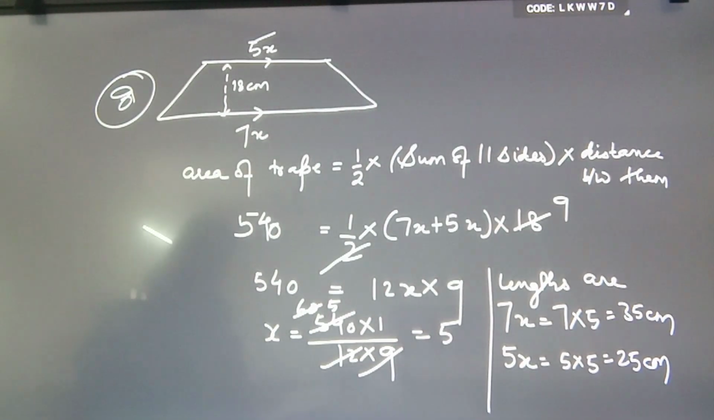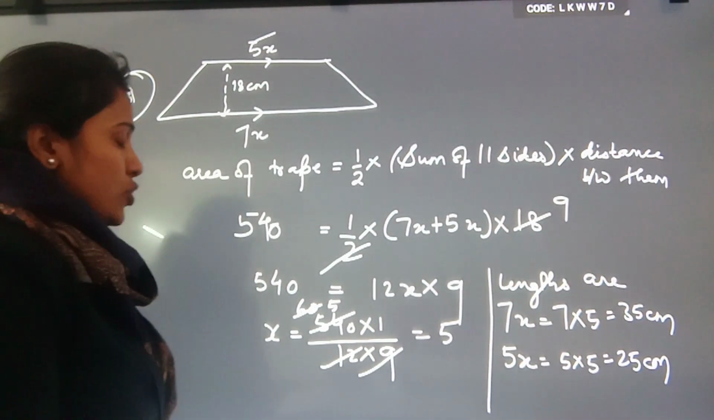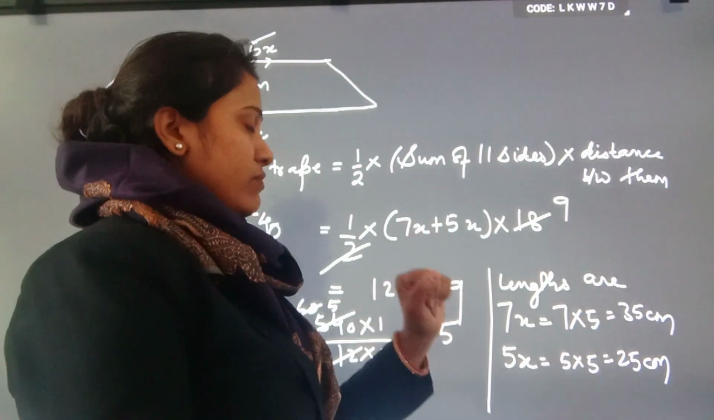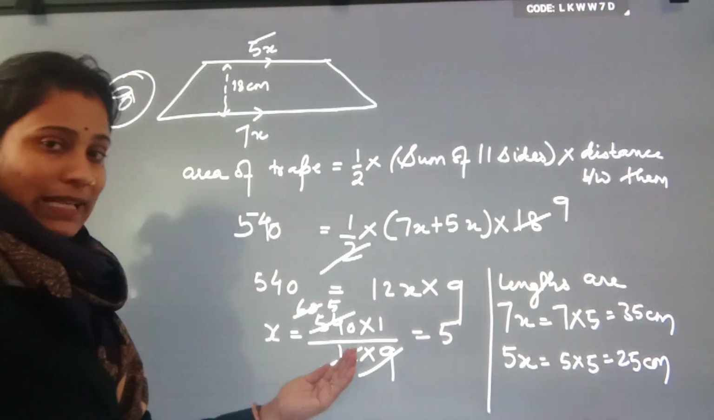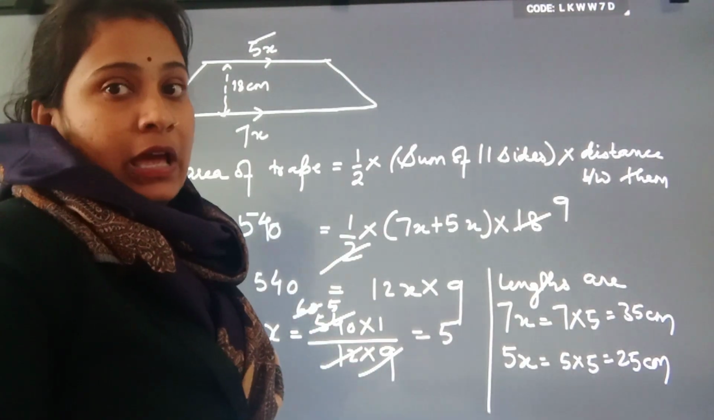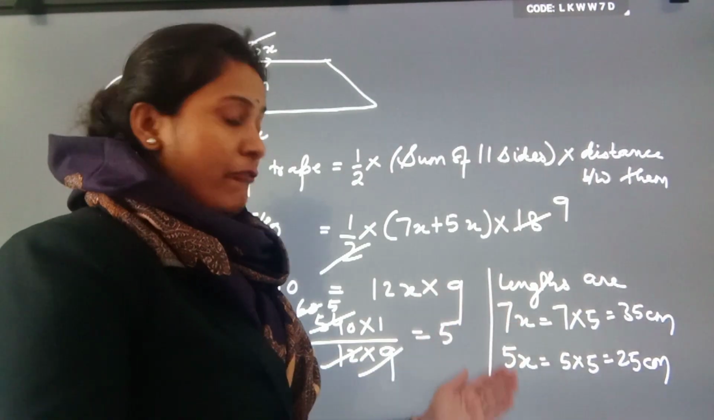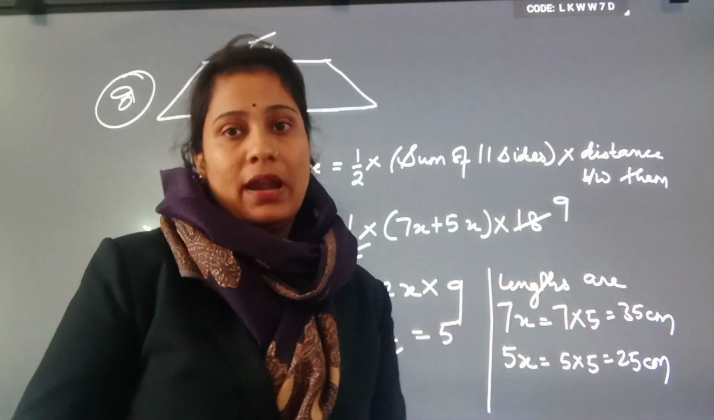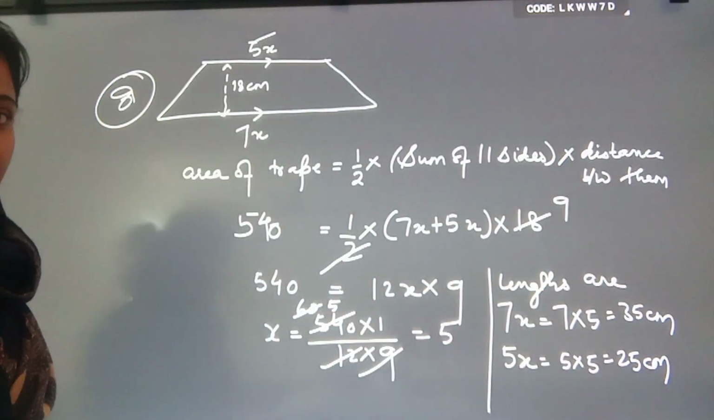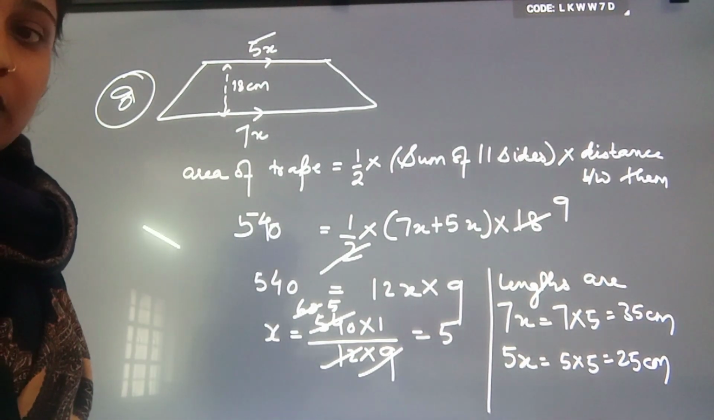So we are given the trapezium whose area is 540. The parallel sides are 5x and 7x, and the distance between these two parallel lines is 18 centimeter. So by using the formula for the area of trapezium, we have taken 540 is equal to half into the sum of parallel sides, that is 7x plus 5x, into the distance, which is 18. Now we have solved it and found the value of x. Now substituting the same value of x in 7x and 5x, that means multiplying the value of x with 7 and 5, we will get the lengths of the two parallel sides. I hope this question is clear. Now let us move to our next question, that is number 9.